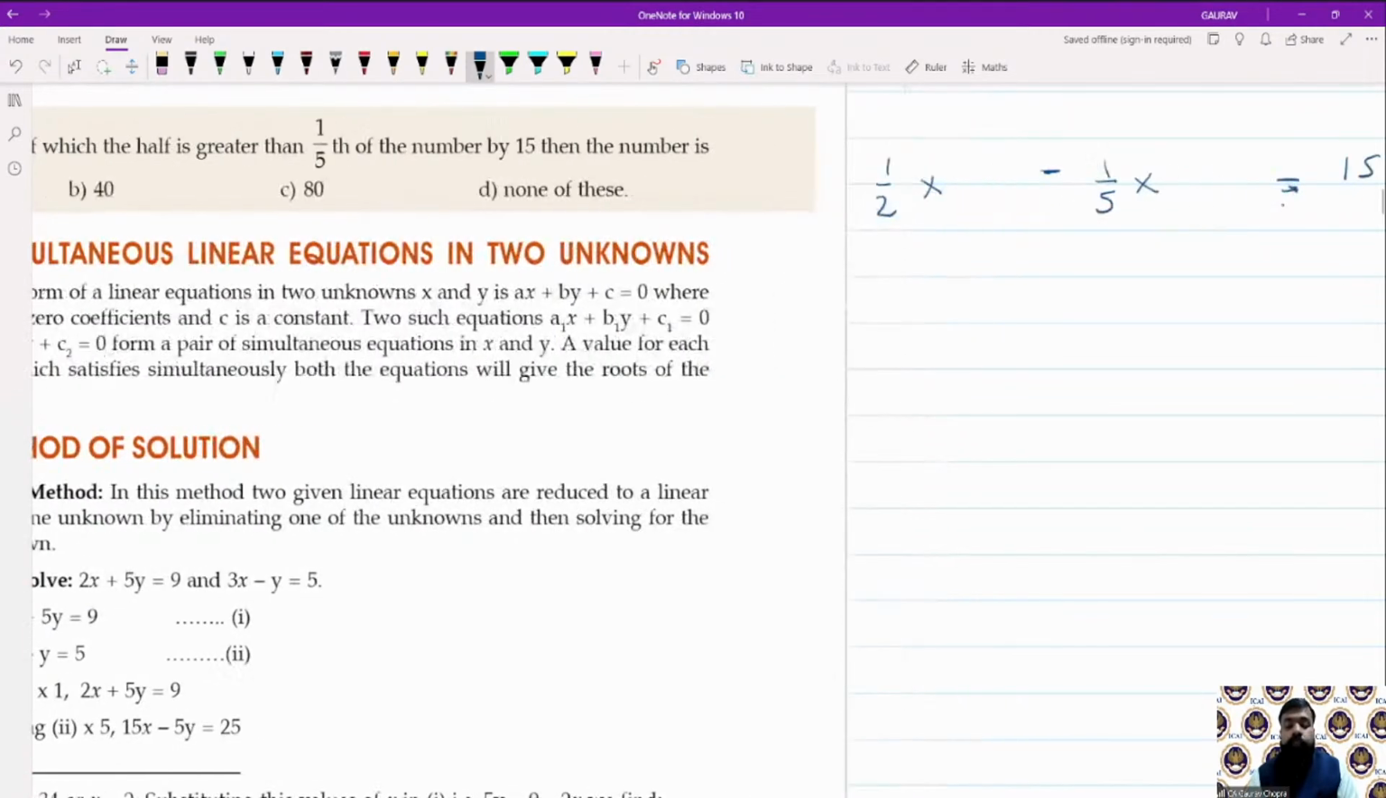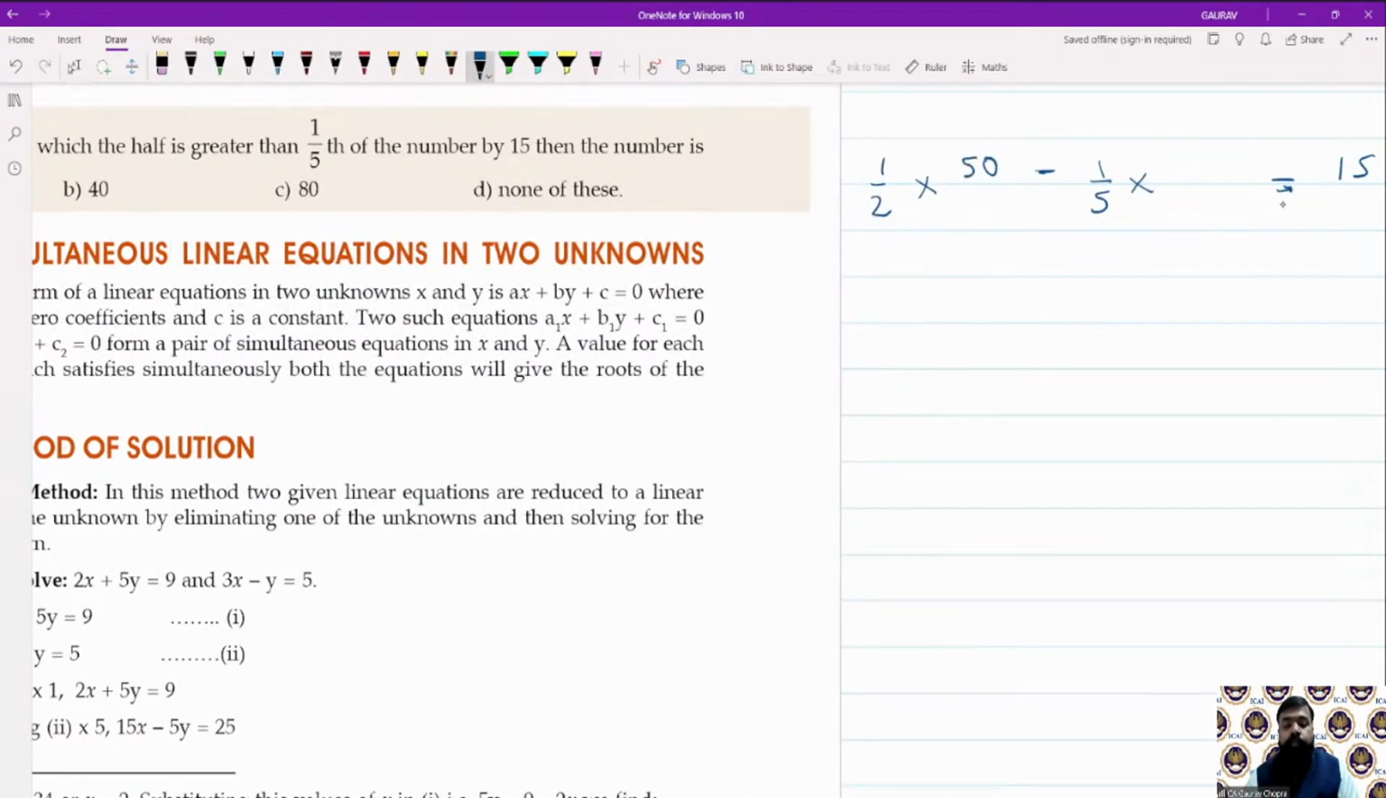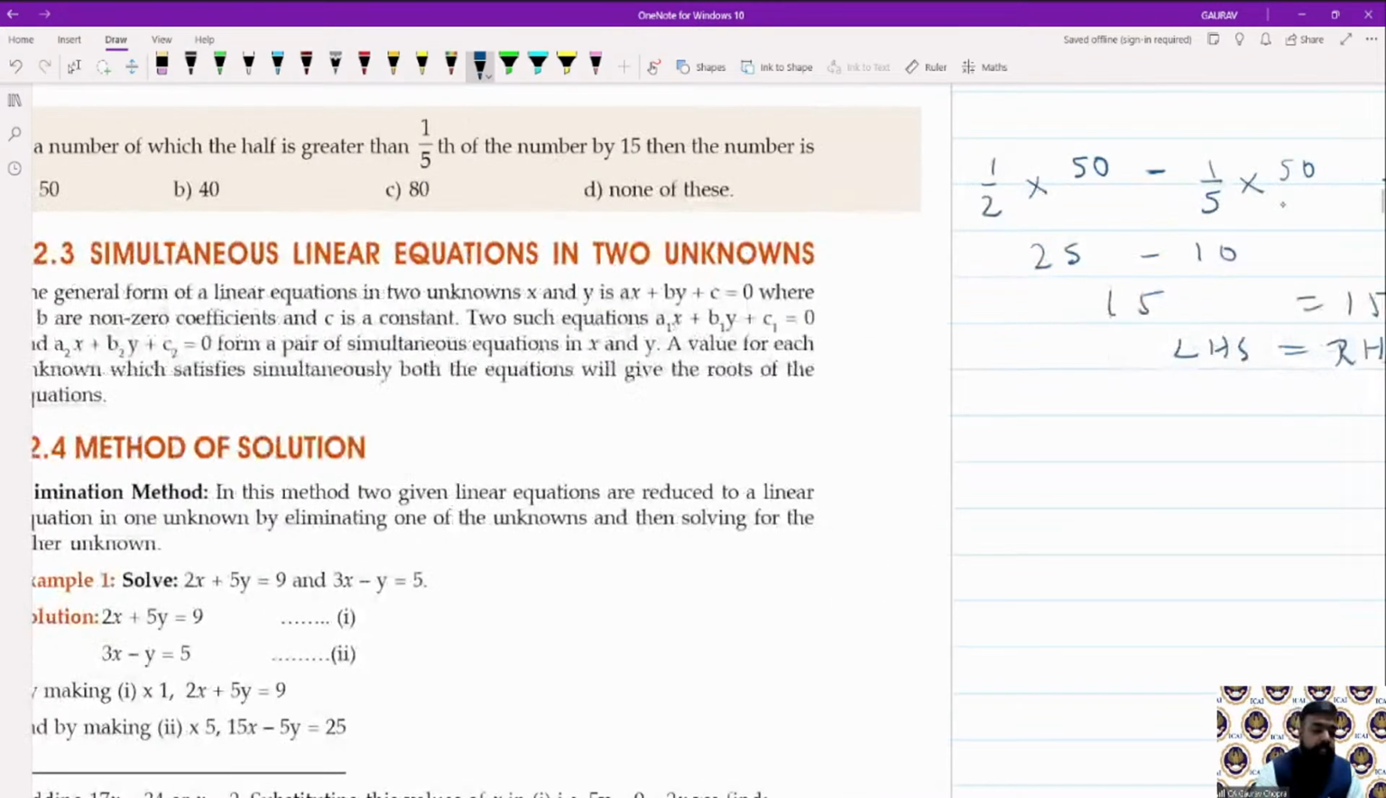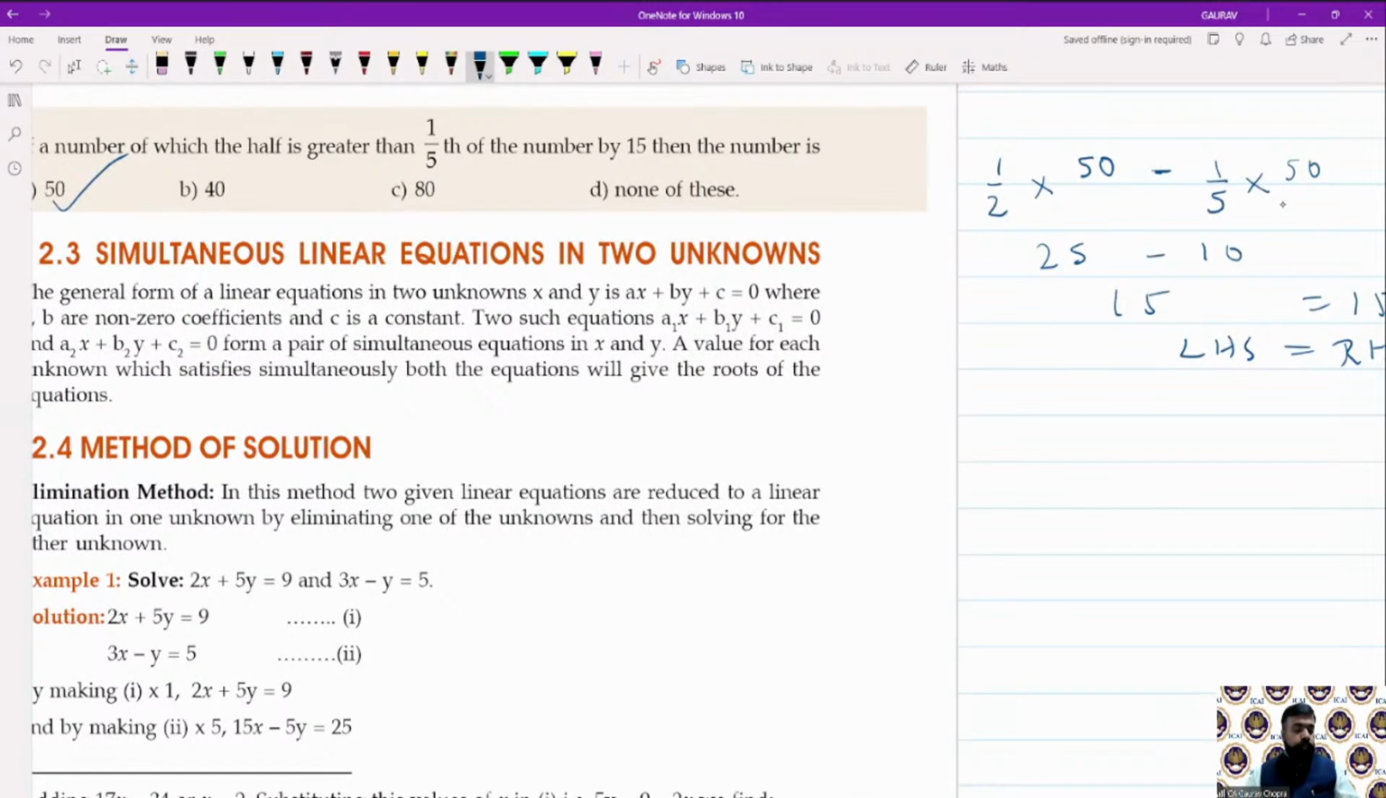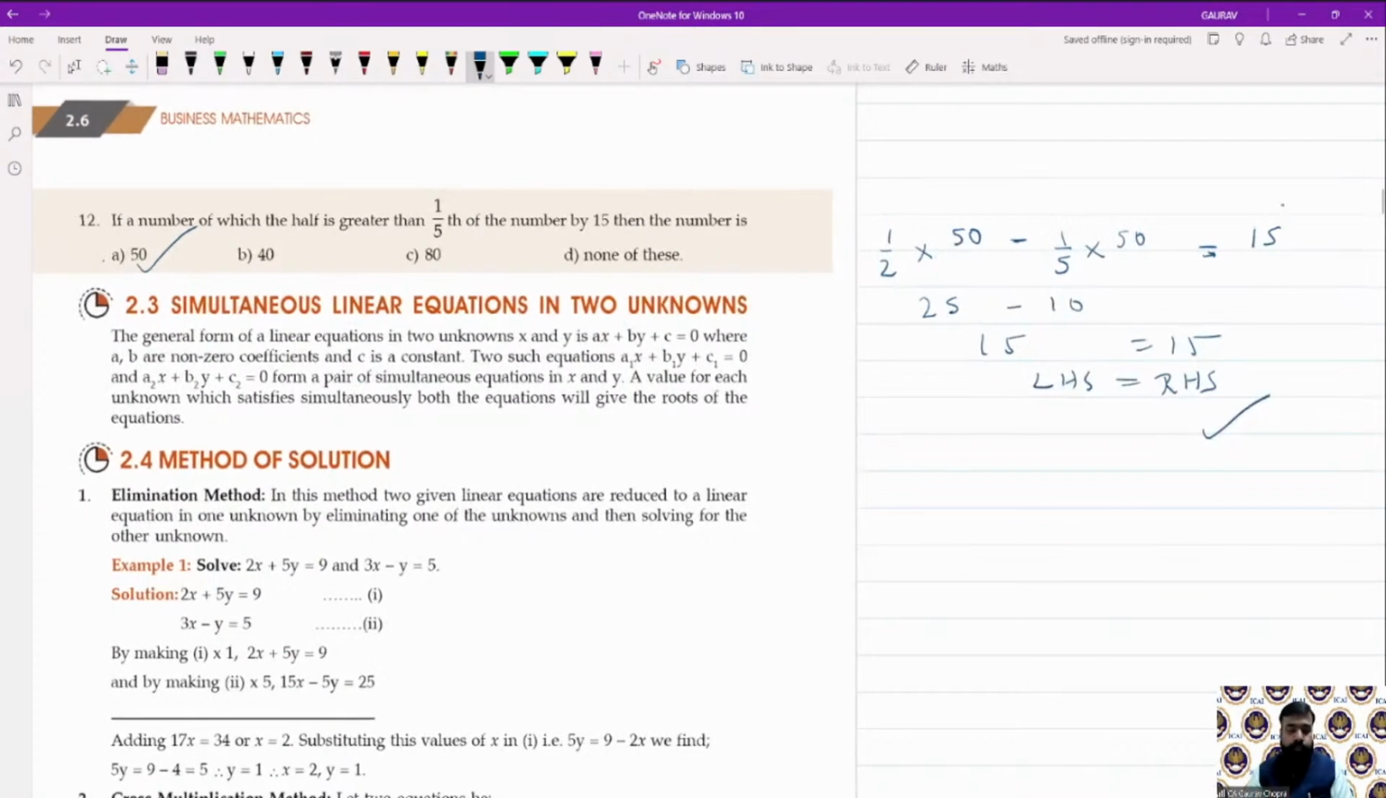First option is 50. So half of 50 minus 1/5 of 50 is equal to 15. So 25 minus 10 is 15. That means the condition is getting satisfied. So option number A is correct. Okay. So simply follow the conditions. Find half of the number and 1/5 of the number, and calculate the difference.